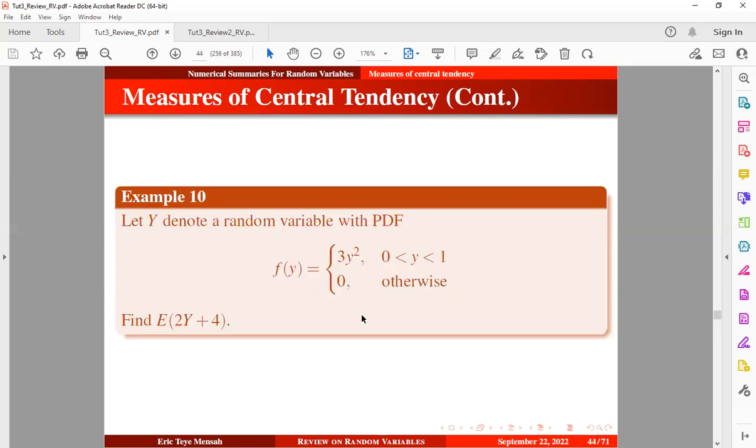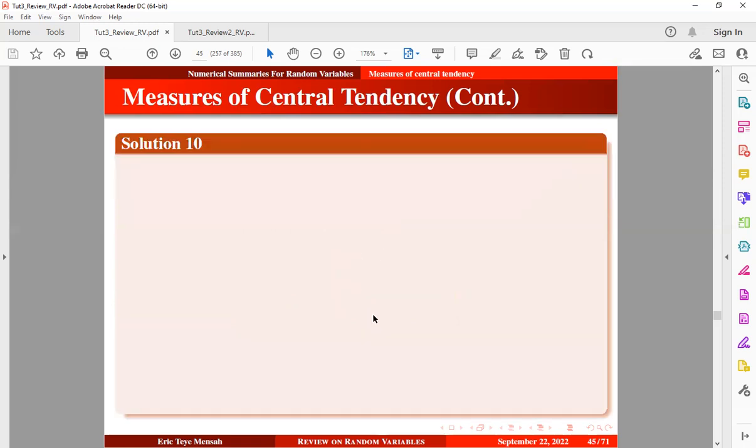Now another example. Let Y denote a random variable with probability density function. I want to find the expectation of this expression here, 2Y plus 4. Now, our random variable is continuous, so how do we do this? We know the expression can be written in this form, based on the third condition in the framework, so we can express this in this form.